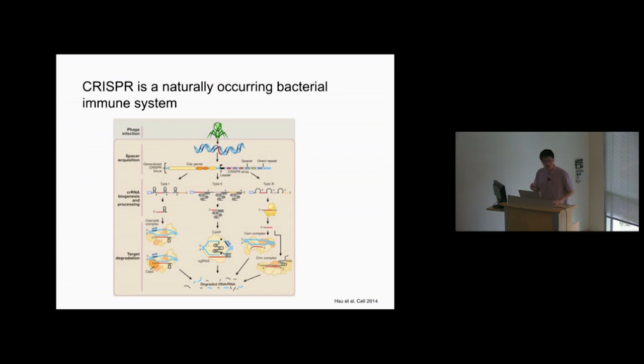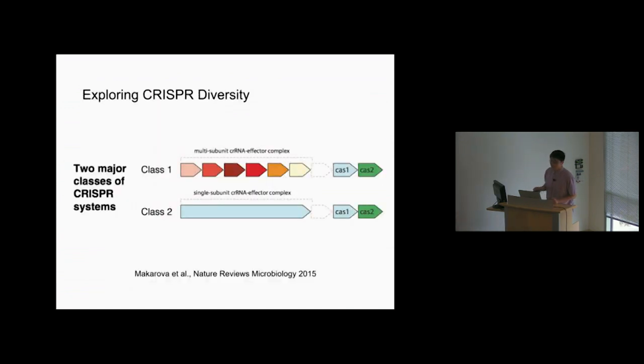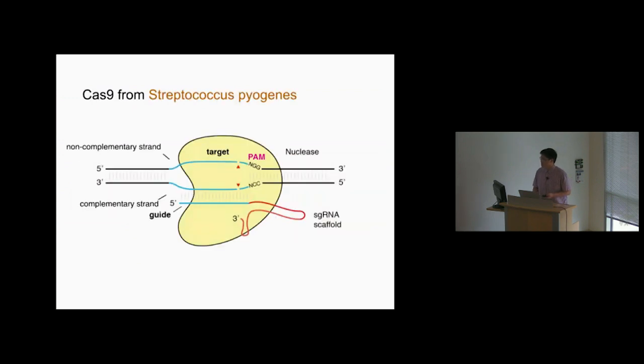CRISPR is a naturally occurring bacterial immune system that's used to defend against foreign nucleic acids that invade bacteria, but it's been repurposed as a mammalian genome engineering tool. There are two major classes of bacterial CRISPR systems. One is class 1, where the effector enzyme is divided into many different protein complexes, and class 2, where it's a single subunit CRISPR RNA effector complex. These are the more useful ones for genome engineering because you only have to worry about delivering a single piece of protein. So a lot of the work in genome engineering has focused on class 2 CRISPR enzymes.